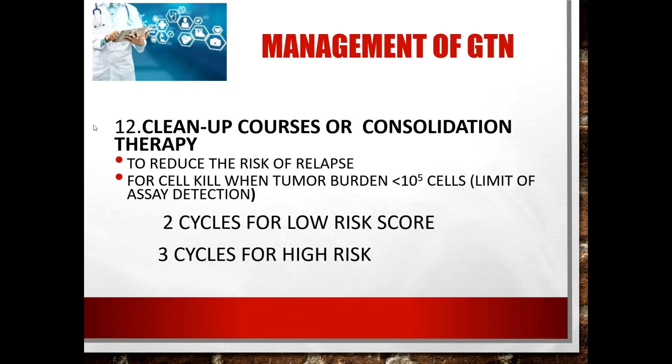So consolidation therapy or cleanup courses are additional courses of chemotherapy given after a normal value of beta-HCG level was achieved. This is to reduce the risk of relapse and for cell kill when the tumor burden is more than 10 to the 5th power. So for low risk score, we give 2 cycles, and for the high risk, we give 3 cycles.